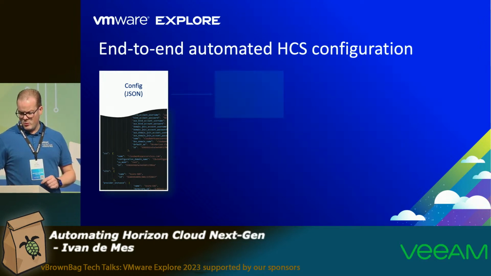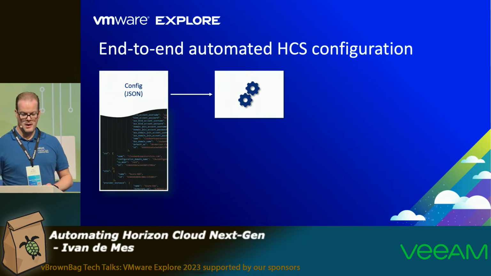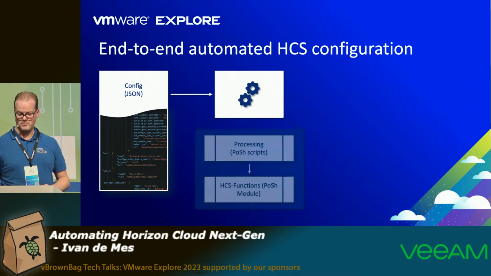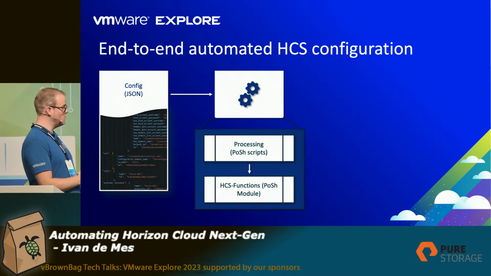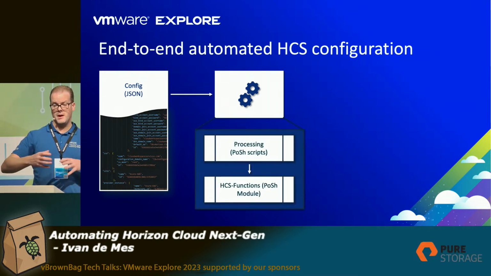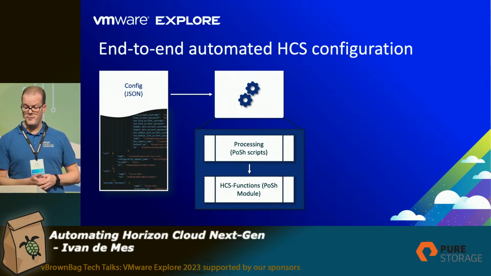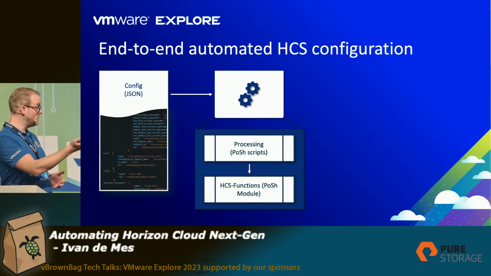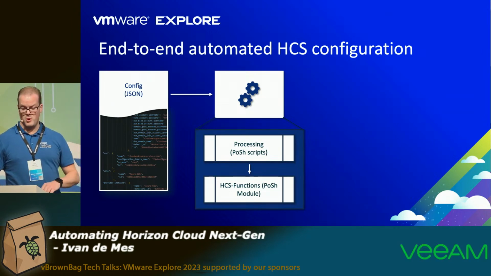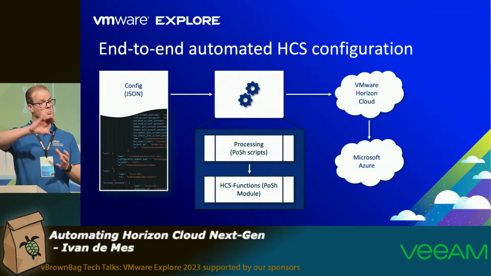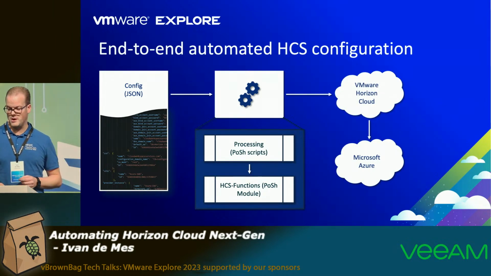And when we have that configuration file in place, it needs to be processed by something. So for that, we are using what we call processing scripts, which are PowerShell scripts that again make use of the PowerShell module that I just demonstrated. And once the file is being processed, everything is being pushed as a configuration to Horizon Cloud Next Gen.